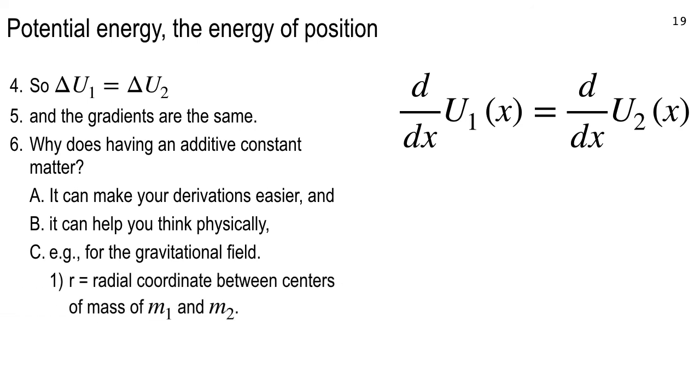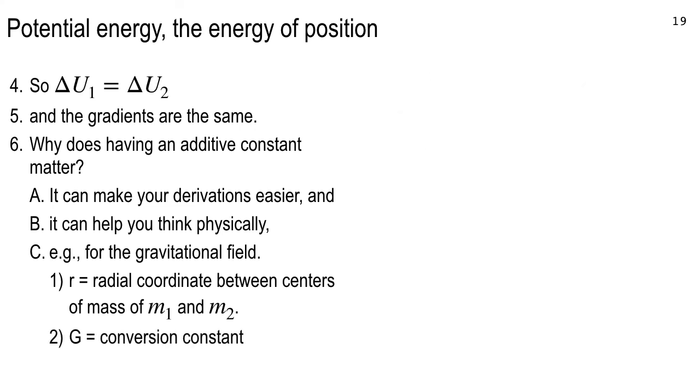In the gravitational field, your force, go ahead and write this down. R is the radial coordinate between centers of mass M1 and M2. So M1 and M2 don't have to be on the x-axis. They can be 47 degrees tilted into the first quadrant or whatever. But there's going to be a line of centers between them, and R is the radial coordinate between the two.